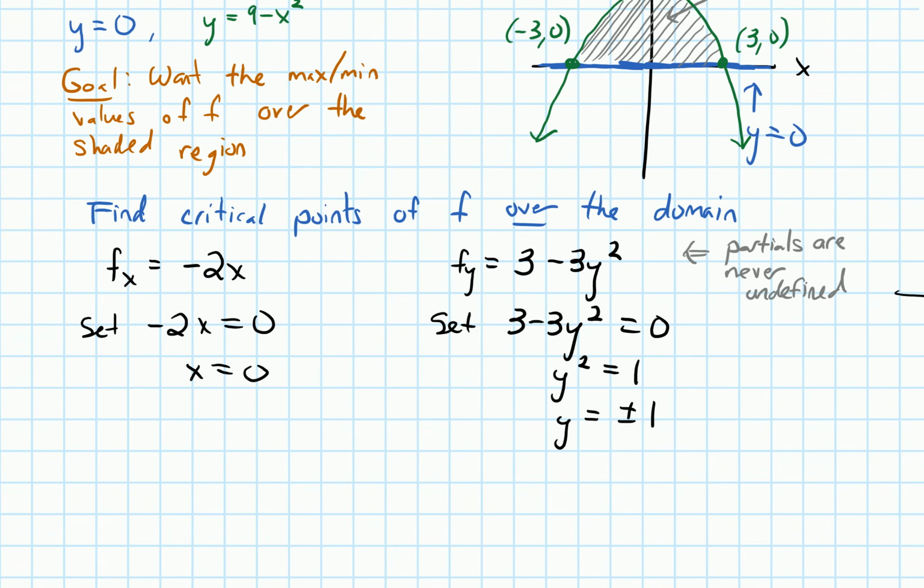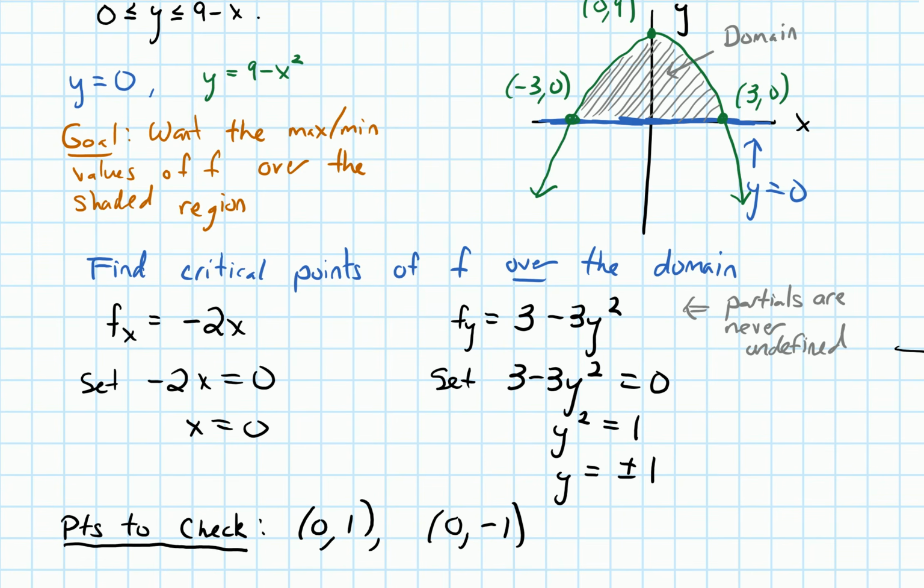Okay, so at this point we have some critical points, and I'm going to call these points to check. These are possible candidates where the absolute max or the absolute min might happen. So one critical point is when x is 0 and y is 1, and the other one occurs when x is 0 and y is negative 1.